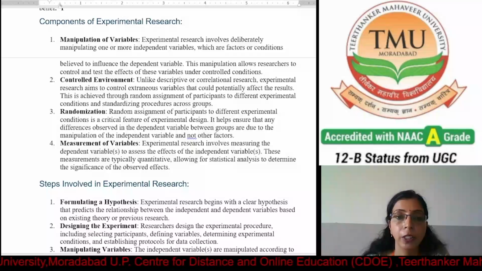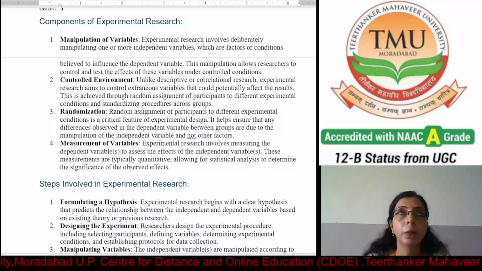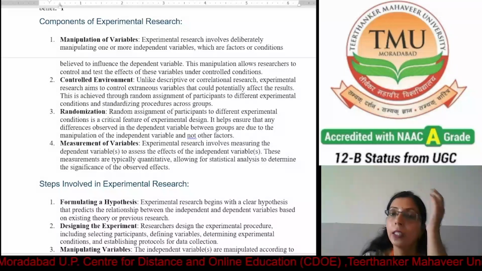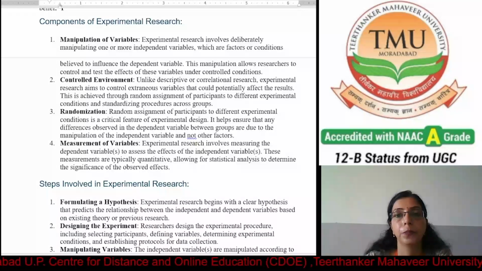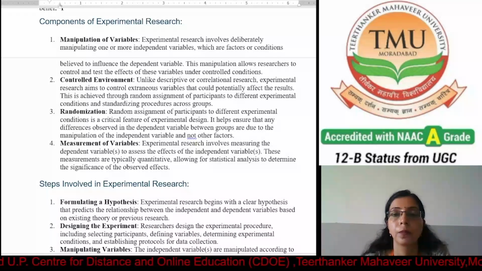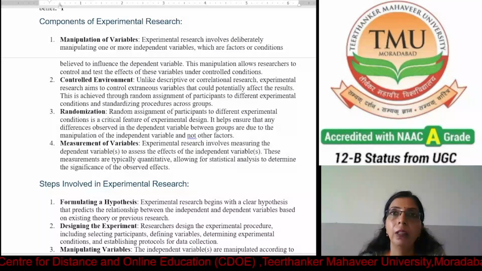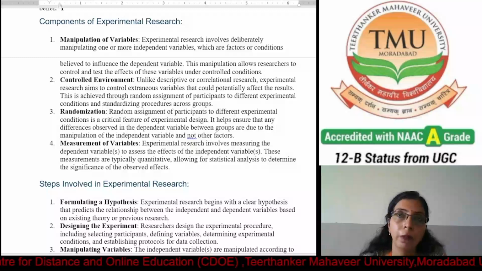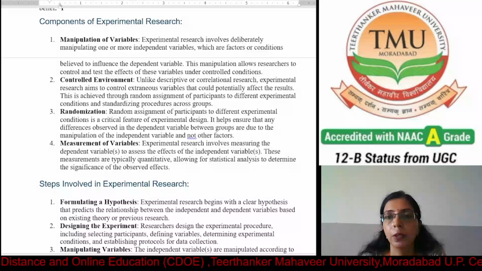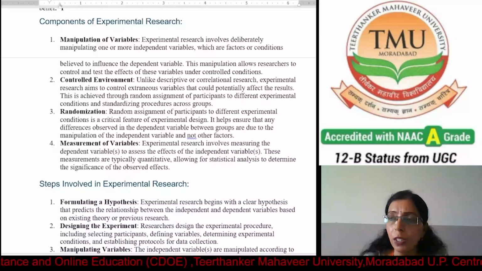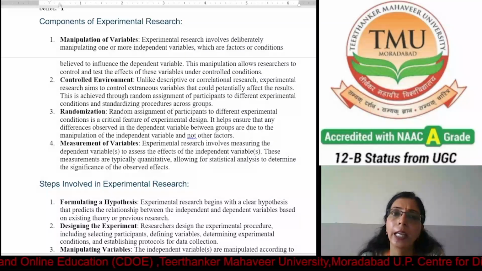Next is maturation. While the experimental treatment is in progress, biological and psychological changes are likely to occur. Definitely, we cannot be the same every day. We cannot feel the same every day. Like today, I may feel tired, happy or exhausted. So, psychological changes. Today, my mood is off, I don't want to do something, or some biological changes are likely to occur.